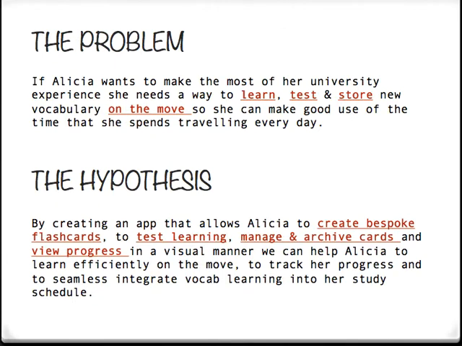From this hypothesis statement, there are 4 key tasks that Alicia must be able to perform in order for the app to solve her vocabulary learning problems: to create bespoke flashcards, to test learning, to manage and archive cards, and to view progress. I've identified the primary task is to create bespoke flashcards. Without this, none of the other tasks are achievable. The second task is to test learning. Without this, measuring and therefore tracking progress would also not be possible. These 2 tasks will be the fundamentals of my app.